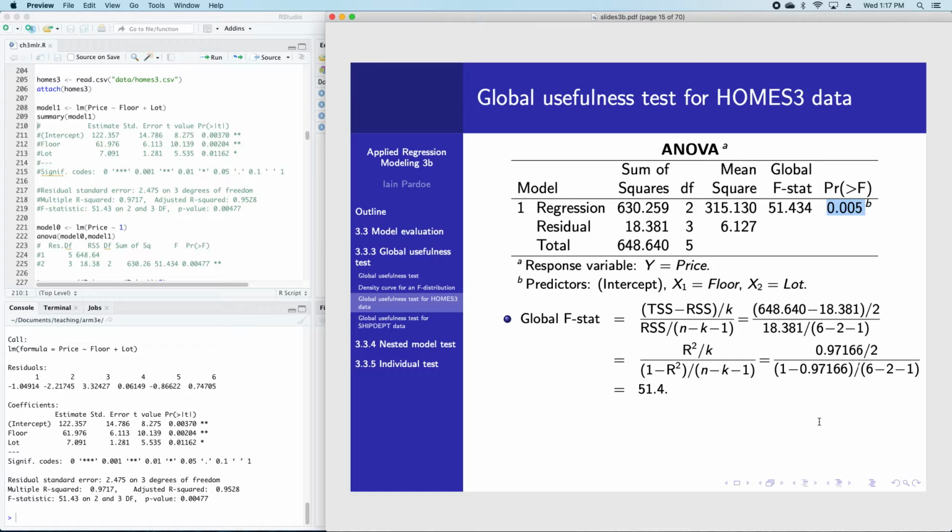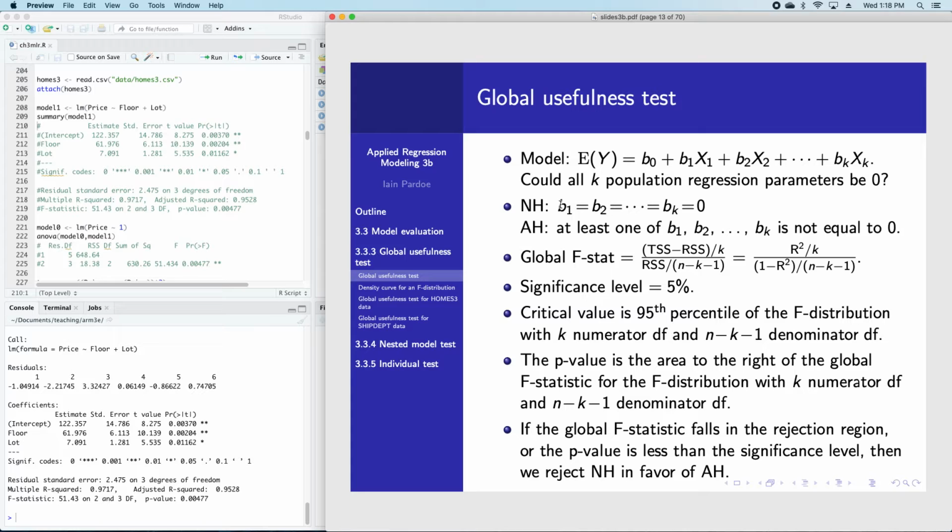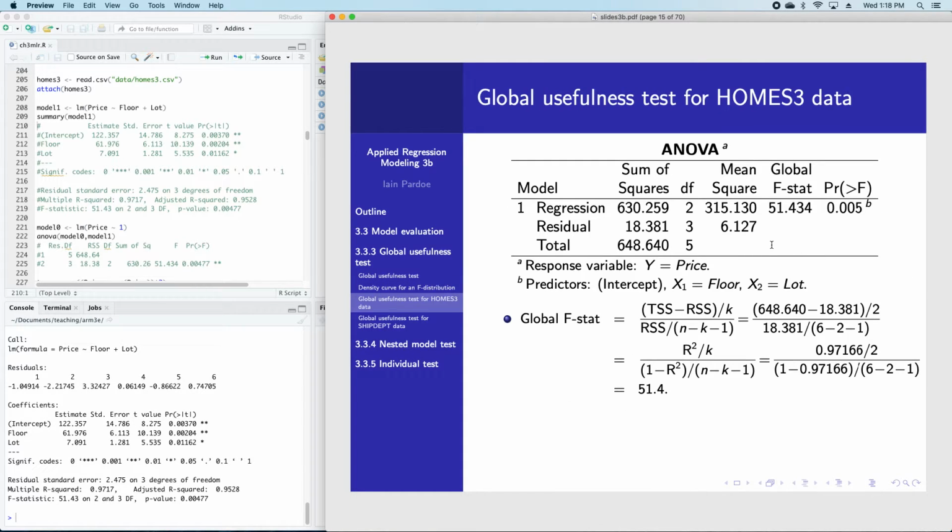So if we use the p-value method, our p-value is smaller than our significance level 0.05. We reject the null hypothesis in favor of the alternative, and we conclude that, let's go back to our null and our alternative, we're rejecting this in favor of this, so at least one of the regression parameters is not equal to 0. So that means at least one of floor size and lot size is useful in predicting price.